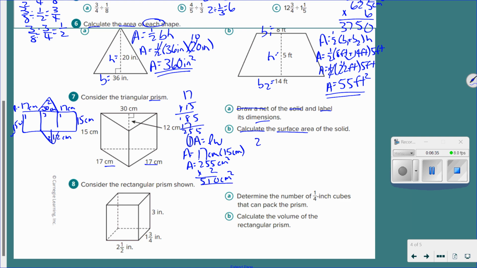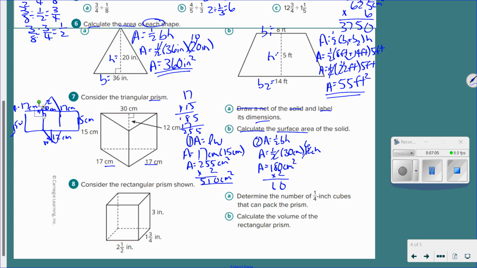Number 2 is my triangle. So that's area is 1/2 the base times the height. So 1/2, and I know that my base is 30. Okay, base is 30, and my height was 12. So 1/2 of 30 times 12. Again, to make the math easier, I'm going to take half of the 12, make it a 6. So I'm going to do 6 times 30 in my head. That's 180. I know I have 2 of those because I have 2 bases that are the same. Gives me 360 square centimeters for my second part.